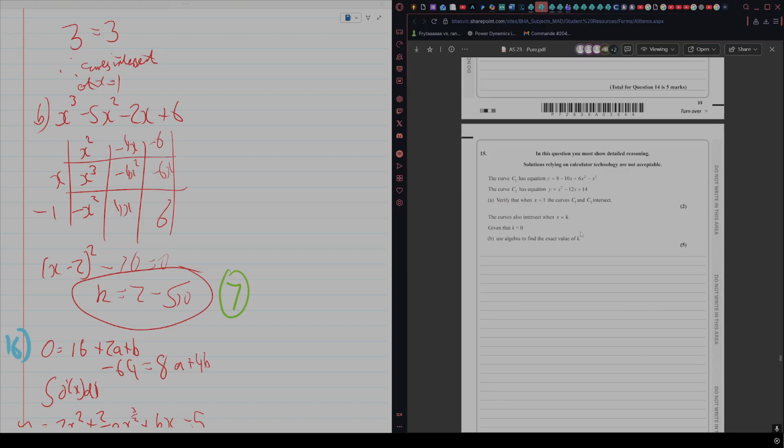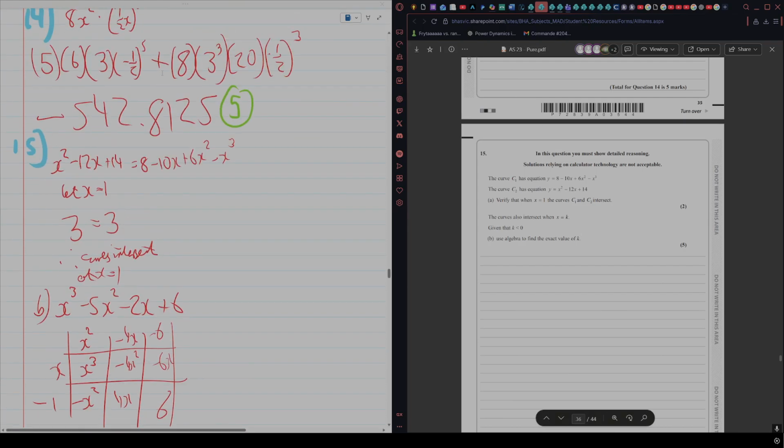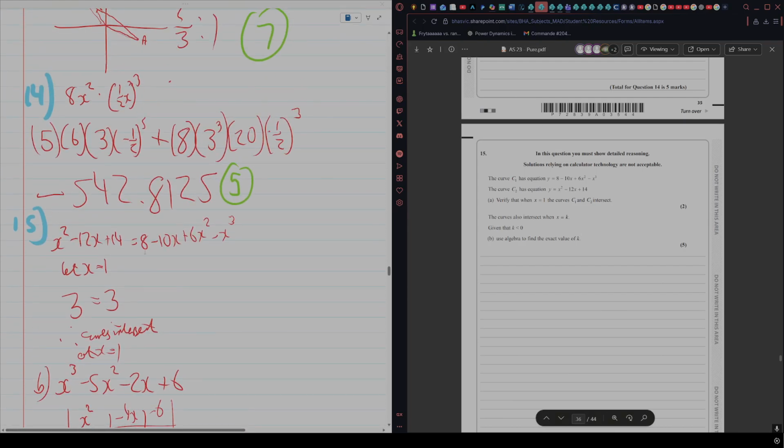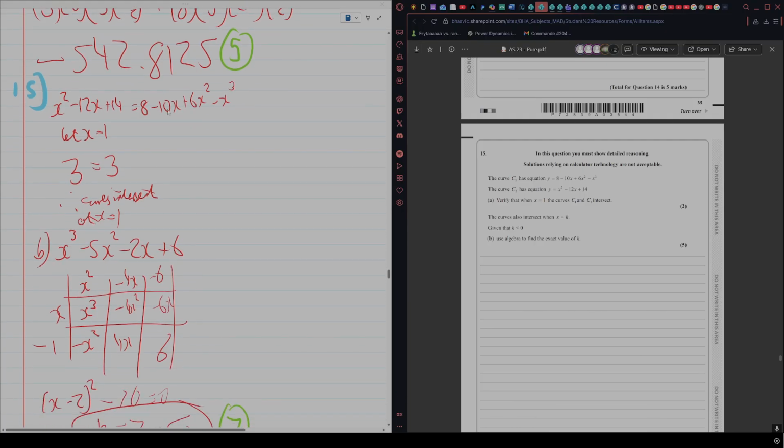So this is a sneaky way of them adding factor theorem into the paper. So what you do is, obviously you've set these equal to each other already, but you have to rearrange this to get a cubic that equals 0. You already know that x minus 1 is one of the factors because x equals 1. So that's one of the solutions, therefore x minus 1 is a factor.